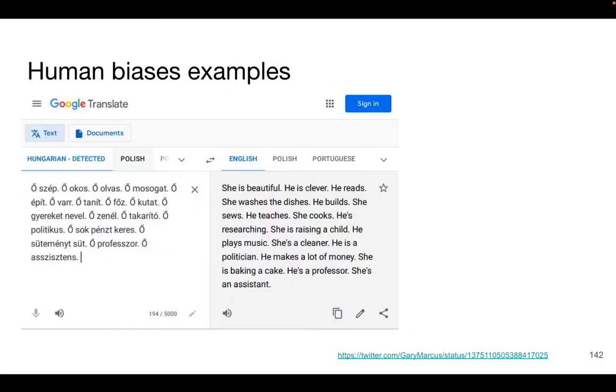Another example: you put in a translation from Polish, where there are gender-neutral pronouns, and when it becomes too beautiful it's assigned to "she", when it's clever it's assigned to "he". This is another example of bias in language and all that comes along. He makes a lot of money, not she. And who bakes a cake? It's she. He is a professor, she is an assistant. Already showing bias.